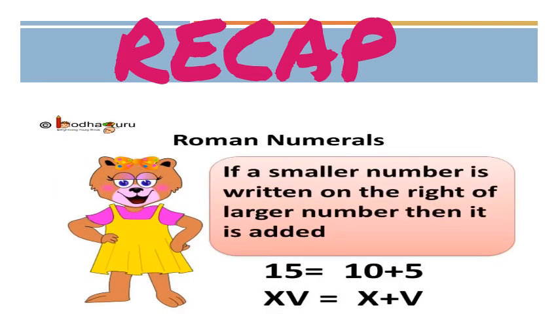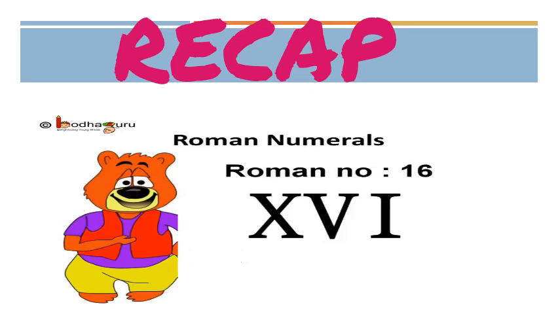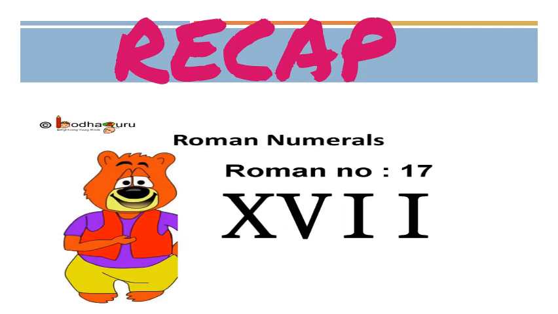Remember the golden rule. If smaller number is written on the right of the larger number, then it is added. Hence, Roman 15 is X plus V, which is XV. Similarly, what is 16? It is 10 plus 6. So, X and VI. 17 is 10 plus 7.